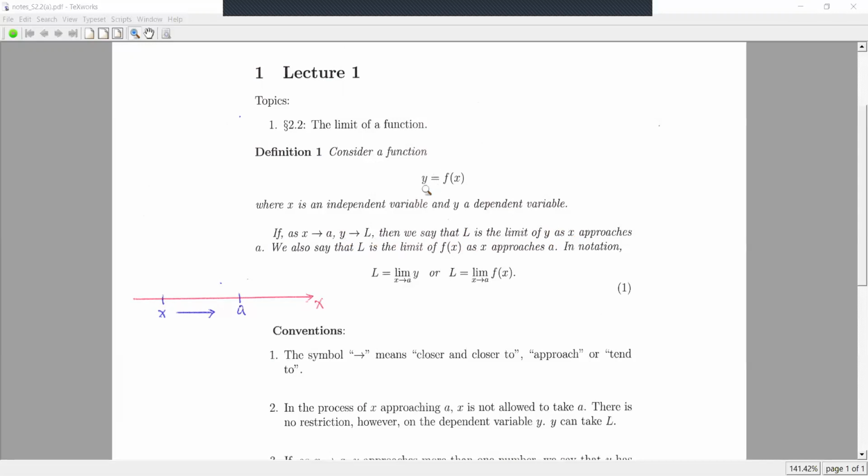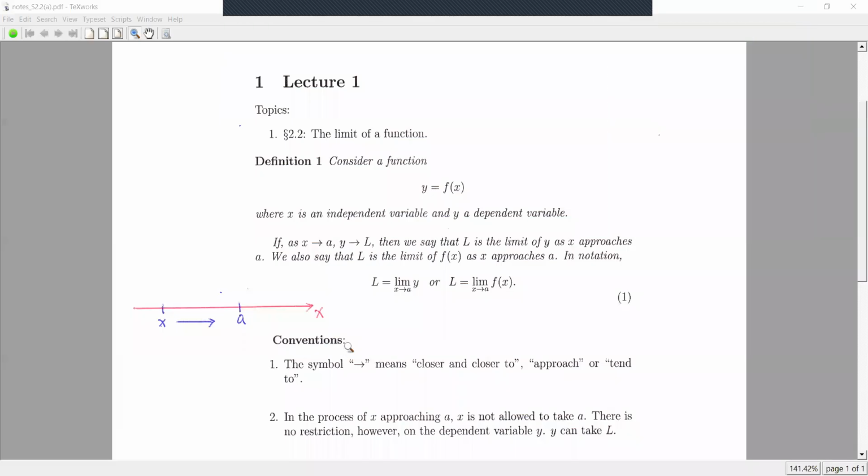Because y is equal to f of x, we also say that the number L is the limit of the function f of x as x approaches A. In notation, we write L is equal to the limit of the dependent variable y as x approaches A, or L is the limit of the function f of x as x approaches A.